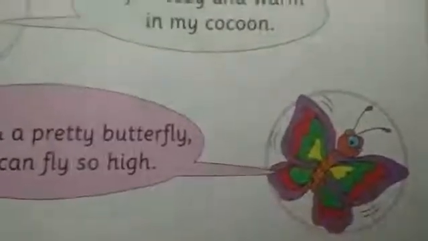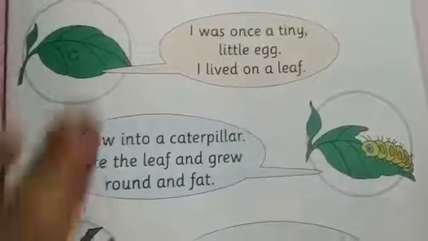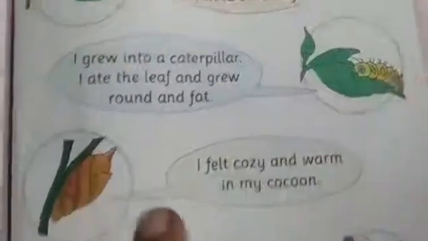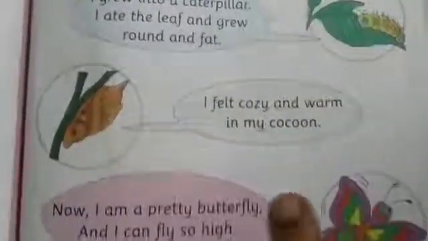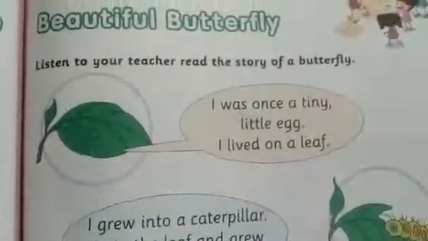So children, this is the life cycle of a butterfly. Four stages: egg, caterpillar, cocoon, butterfly. So children, kindly discuss the story of a butterfly.